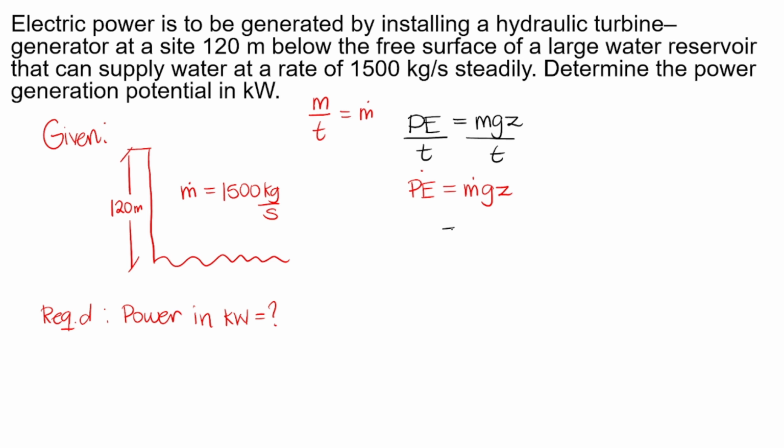And doing that, what are we given? Mass flow rate natin ay 1,500 kilogram per second. Our gravitational acceleration, again in thermodynamics, we will use the value of 9.8066 meter per second squared. And z, which is the elevation, 120 meters.